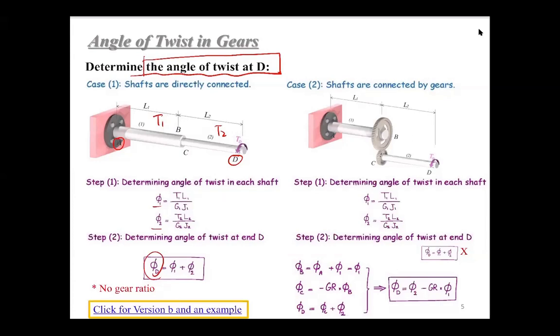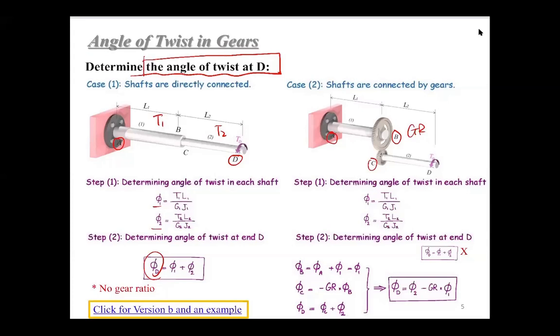But how about case 2? Case 2 will be more complicated. The shafts are connected by gears, okay? Here you have a shaft 1 fixed at point A, then it's connected to gear B. And B is connected to gear C. Here you can define a gear ratio. Then from C to D, it's connected by a shaft 2.